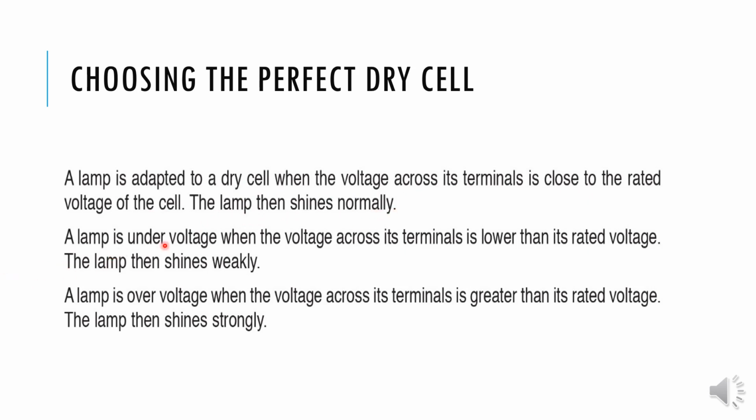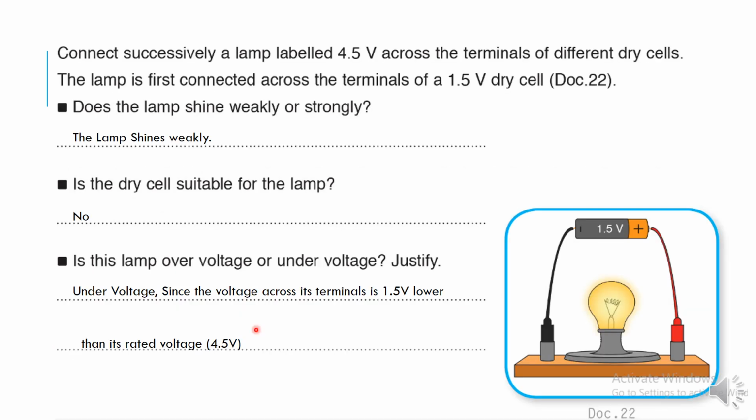A lamp is under voltage when the voltage across its terminals is lower than its rated voltage. The lamp then shines weakly. A lamp is over voltage when the voltage across its terminals is greater than its rated voltage. Then the lamp shines strongly. We will explain them in the coming slides. So let's connect successively a lamp labeled 4.5 volts across the terminals of different dry cells.